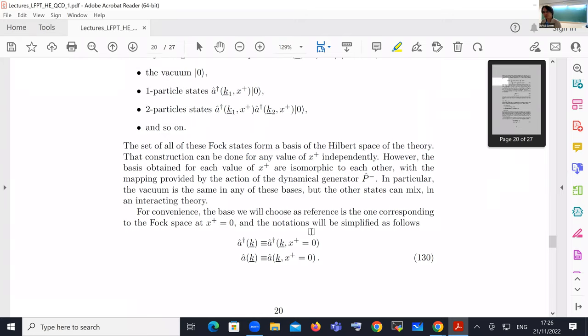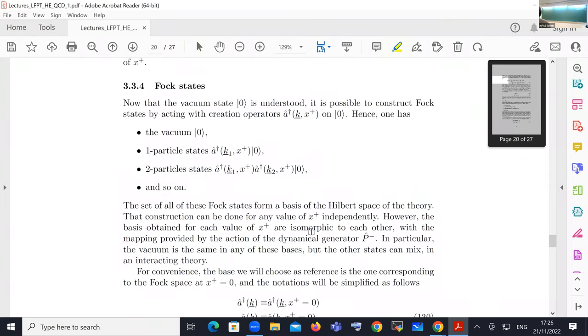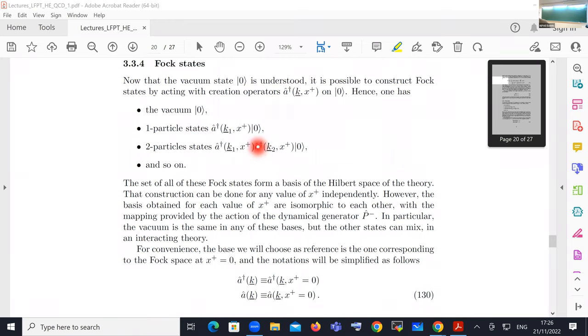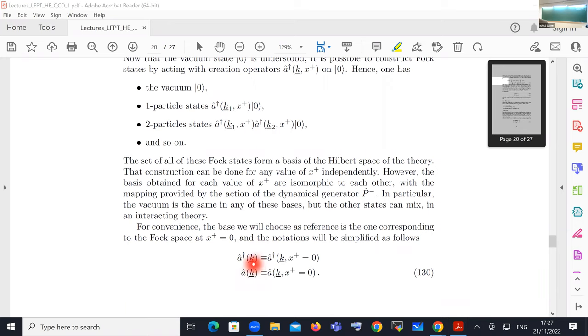Okay, so in principle, we can make this construction again at any X plus, but it will be very convenient in the following to use mostly the Fock states at X plus equals zero as a reference, as a basis for the Hilbert space of the system. And I will just use the notation where, if I don't put any X plus, it means that it's taken at X plus equals zero. In principle, these are still creation and annihilation operators at some given k plus, k perp and X plus, but the X plus happens to be zero here.